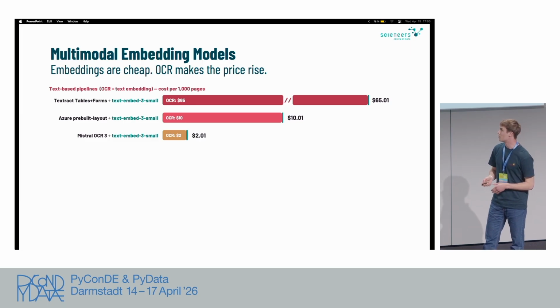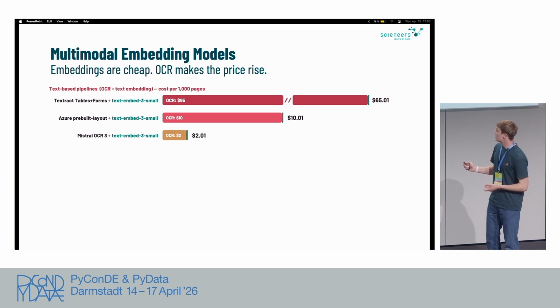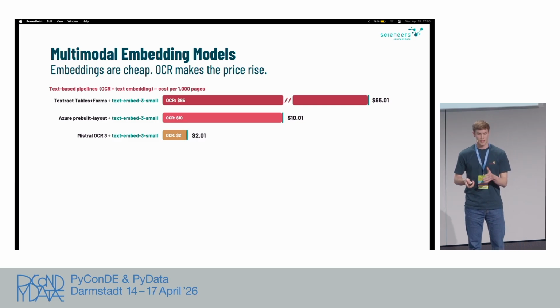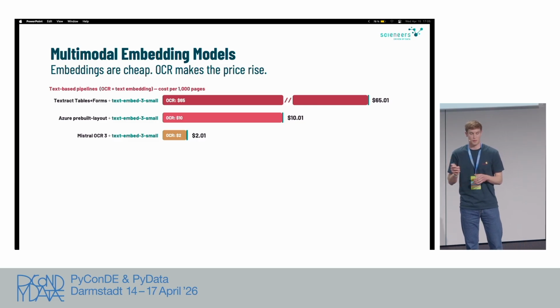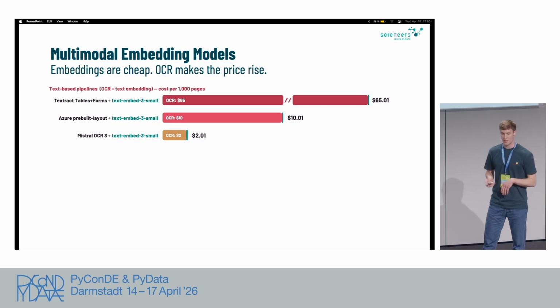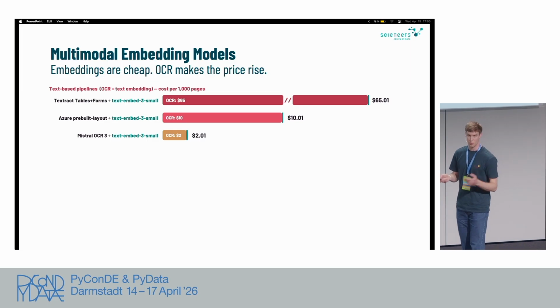For example, Azure Document Intelligence with the prebuilt layout version, or Mistral OCR 3. They make up basically most of the costs of your complete processing pipeline, while the embedding model only takes a marginal, not even noteworthy share of the cost, 1 cent in the case of Text Embedding 3 Small, which is an OpenAI embedding model.